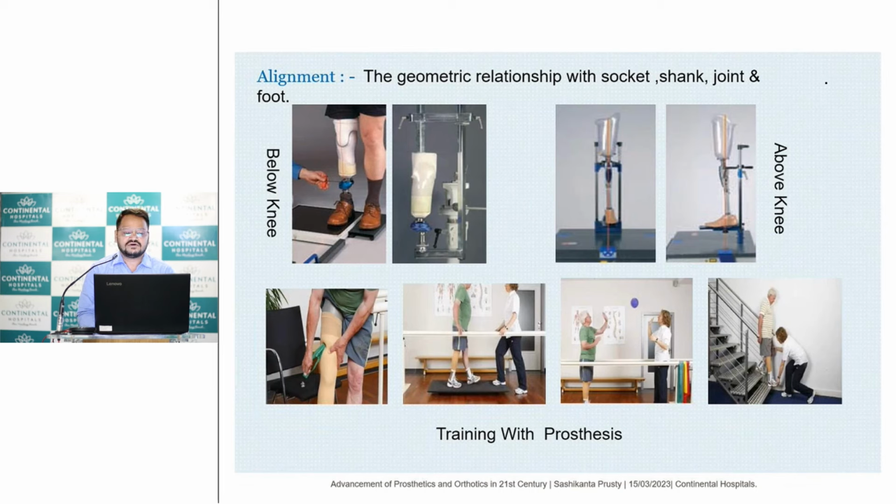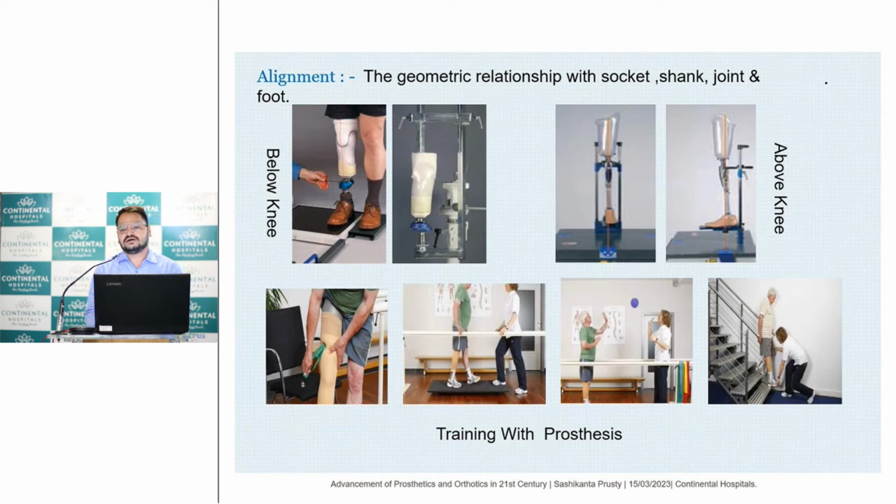Now coming to the alignment structure. Alignment is the geometric relationship between the socket, shank and joint. It is basically how our CG travels when we stand, and how the ground reaction force is working. For all this we have these devices, so that we can understand whether the patient has a deviated gait pattern.